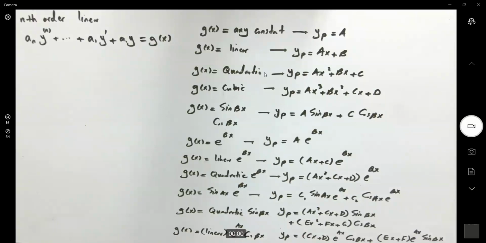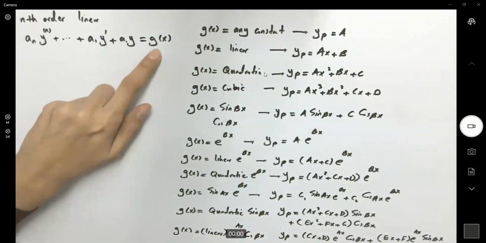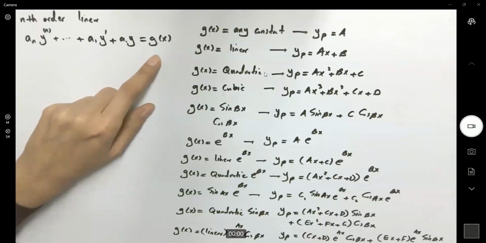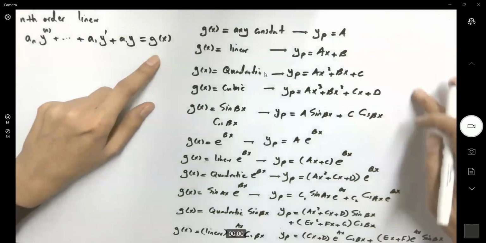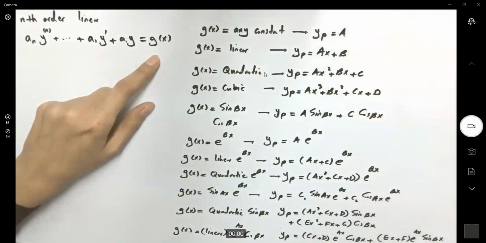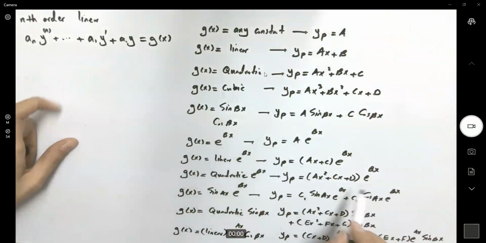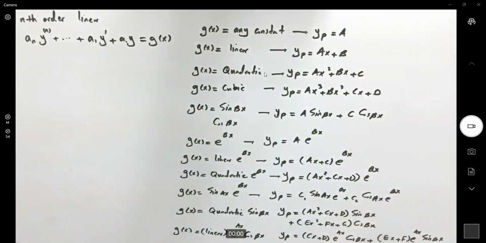So these are the cases that we have if we have a non-homogeneous linear nth order differential equation. Based on the definition of g, we can come up with the general form of our particular solution, and based on the information given in the question, we can identify what A, B, C, and the rest of those numbers or coefficients are.